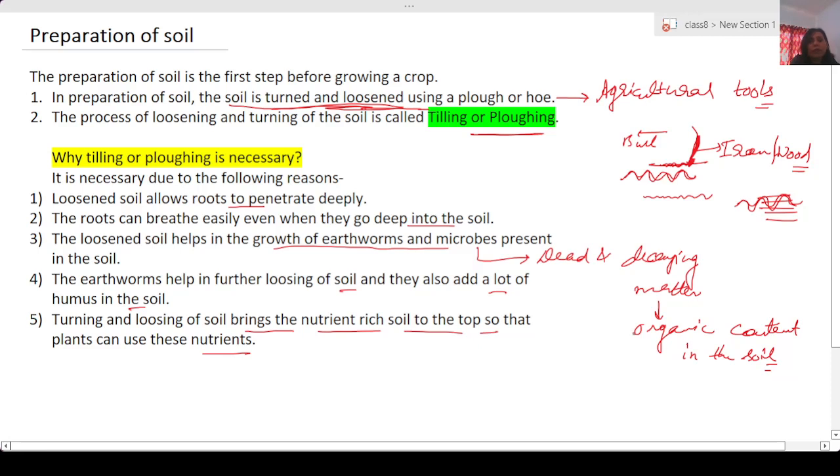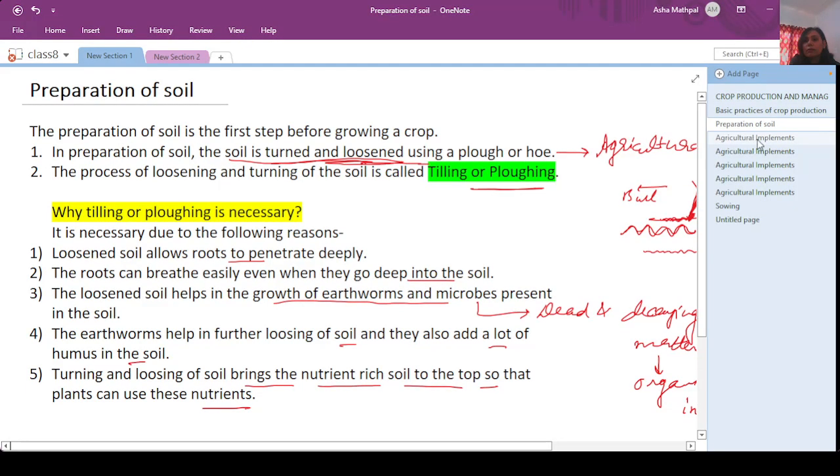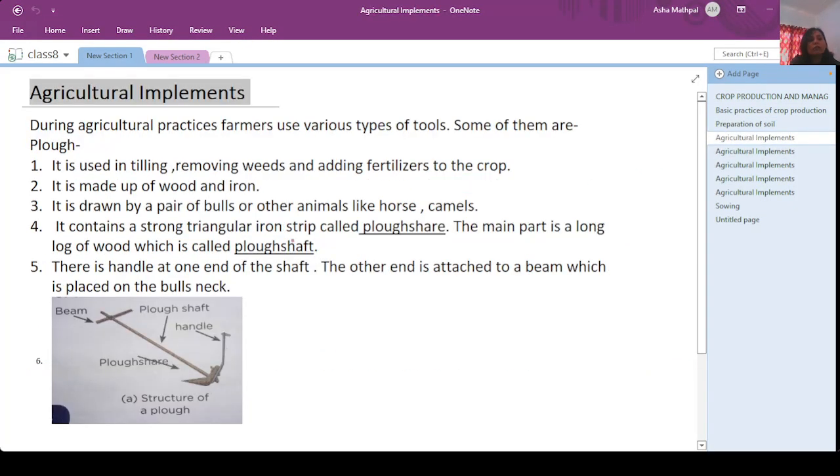some cases. Now, before going further, let us try to understand some agricultural tools here, which are also called agricultural implements. So this is the plow. It is basically used for tilling, removing weeds and adding fertilizers to the crop. It is either made up of wood, iron, or both. It is drawn by a pair of bulls or another animal, that is this end.